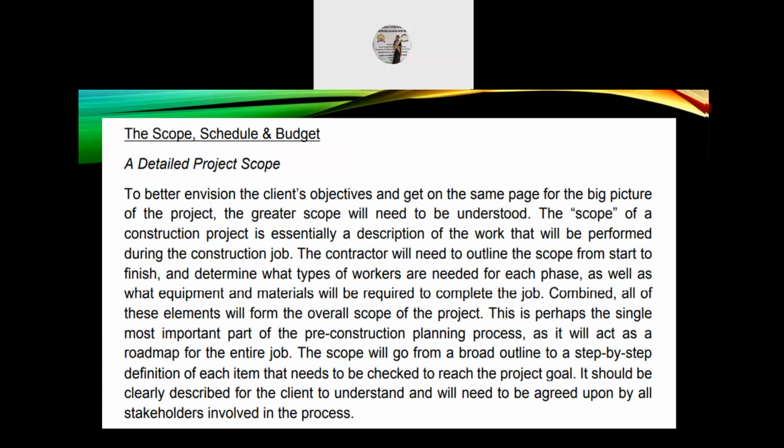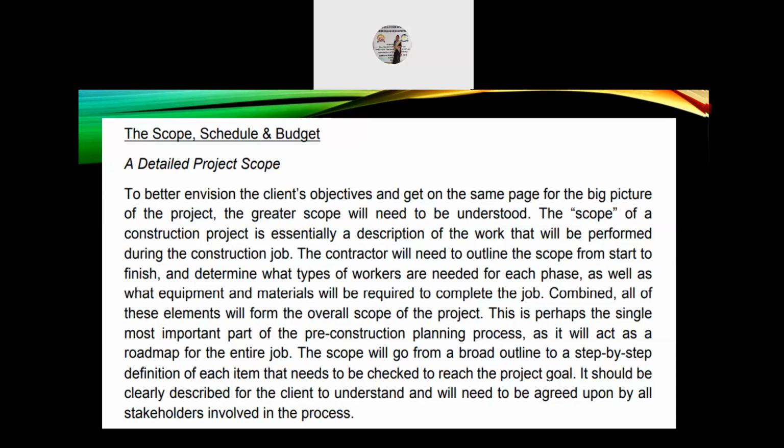So, a detailed project scope. In order to better envision the client's objectives and also to get on the same page for the big picture of the project, the greater scope will need to be understood. The scope of a construction project is basically a description of the work that will be performed during the construction process. The contractor will need to outline the scope from start to finish and determine what types of workers are needed for each phase of construction, as well as what equipment and materials will be required to complete the job. Combining all of these elements forms the overall scope of the project.